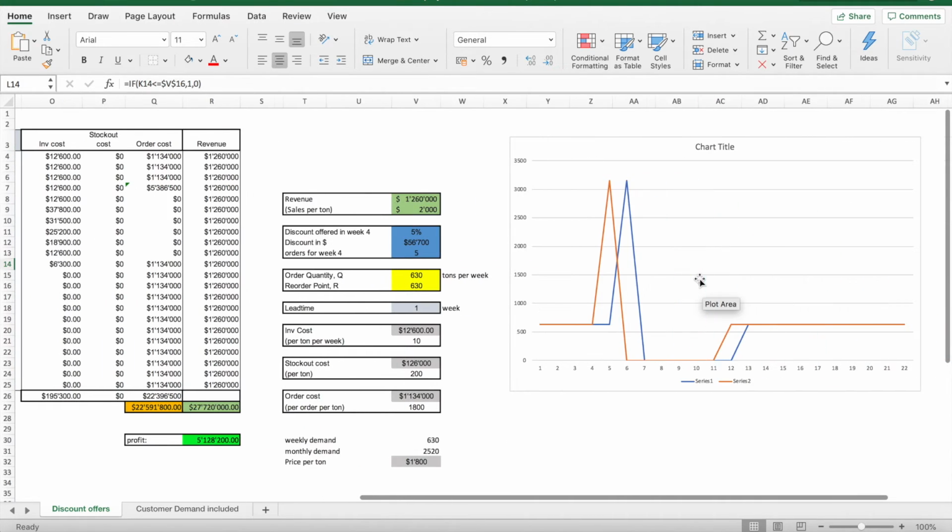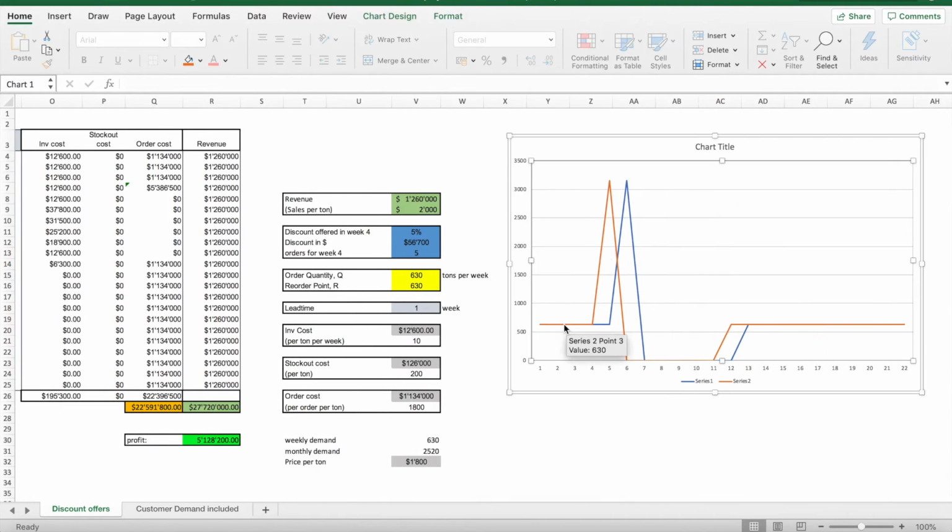This can also be demonstrated on this chart here. Our order stream is constant in the beginning until week 4 when our discount is offered. We have a peak. In the week after, our units ordered fall down drastically as we do not need to order anymore. We will use up the stock we currently have until week 11. In week 11, we will start placing orders again based on our if function.